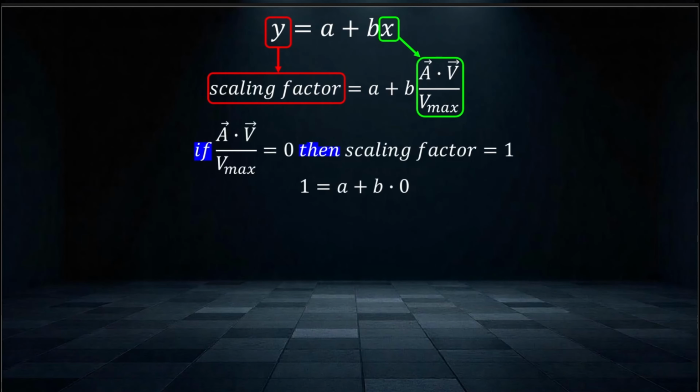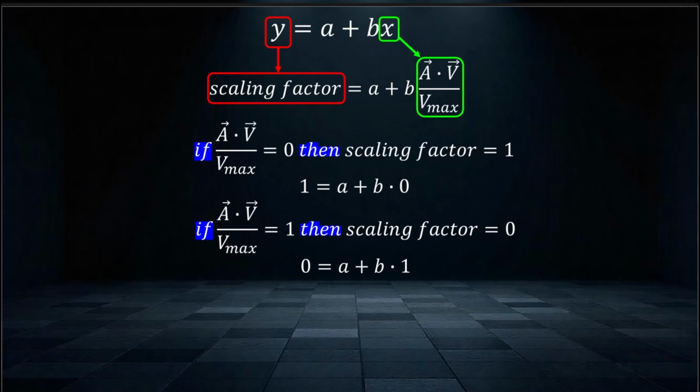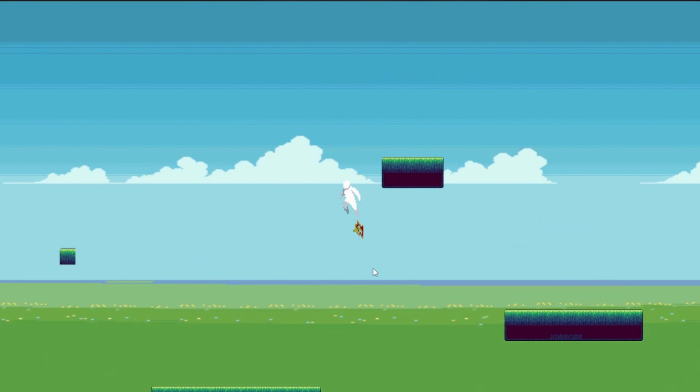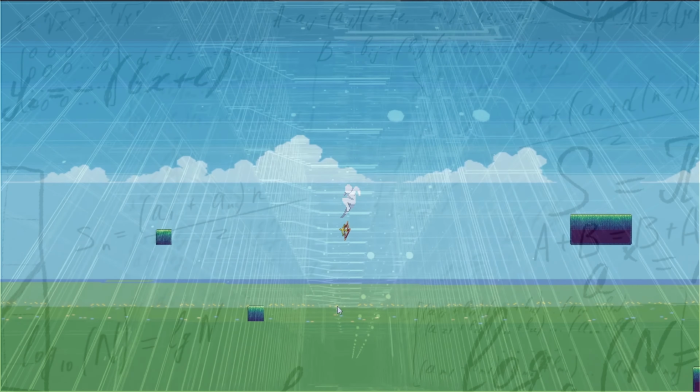Today, we'll learn how to make a scale logic using the dot product, and apply this by creating a responsive jet boots ability. Let's dive in.